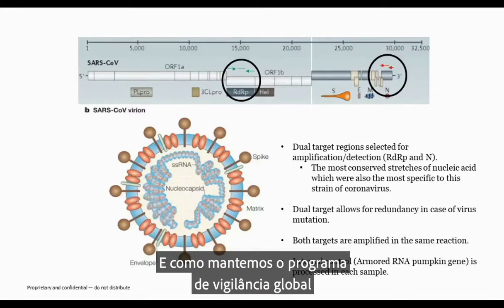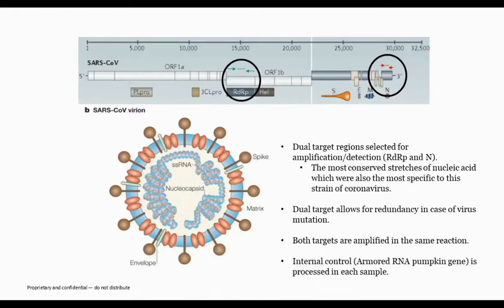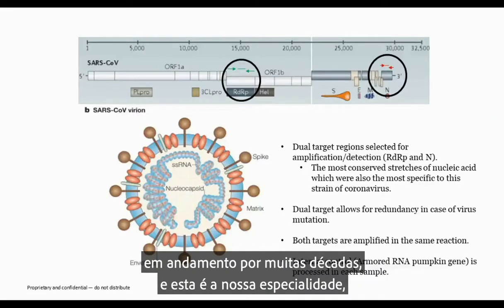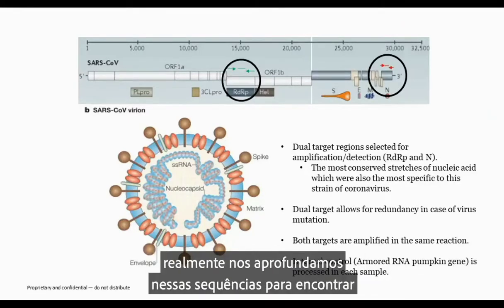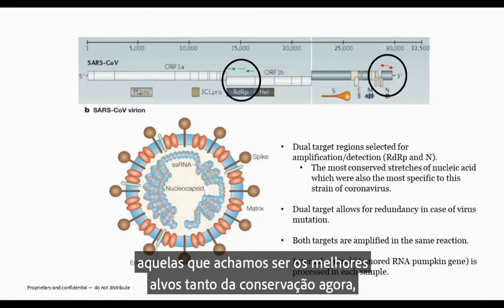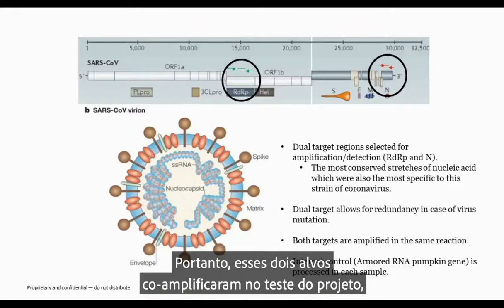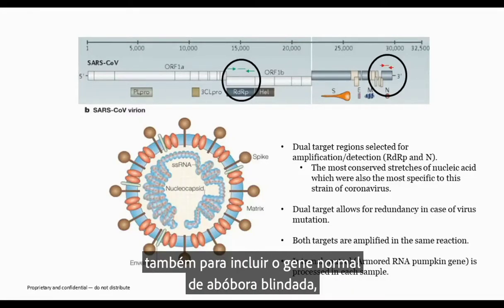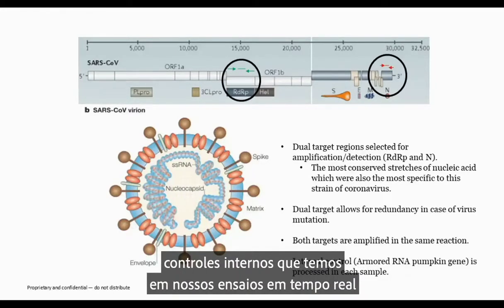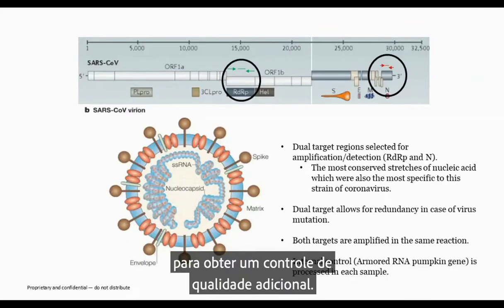And as we have had the global surveillance program ongoing for many decades, and this is our stock in trade, we really dug into those sequences to find the ones we thought would be the best targets, both from conservation now and into the future, as much of a crystal ball as we could try to work to predict. So both of these targets co-amplify in the test. That was the design, and also to include the normal armored pumpkin gene internal controls we have in all our real-time assays for additional quality control.